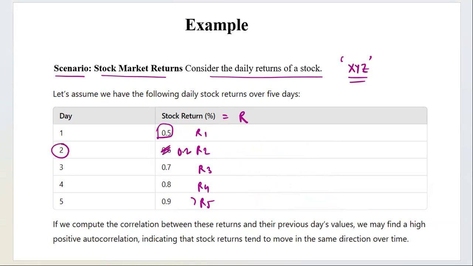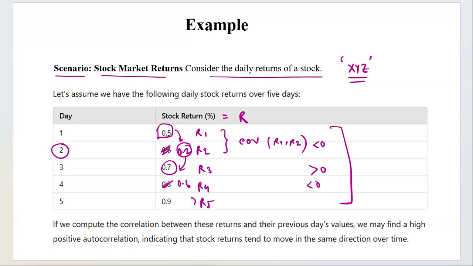In the second day, what you see is that the return of the stock drops to 0.2%. Then if you find out the covariance, this value will be strictly negative. And now if this again increases, then it will be positive. If this again falls, suppose it is 0.6, then it will be negative. So in this particular way, we can find out if the stock prices are dependent or not, and if they are dependent, what is the direction of the dependence.